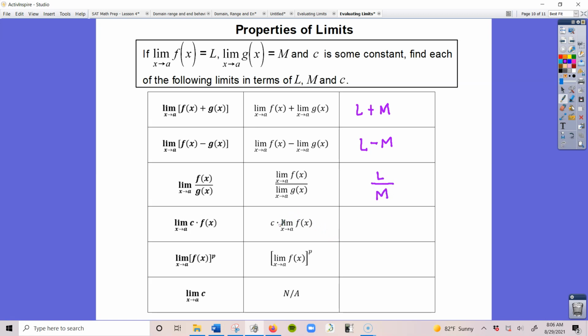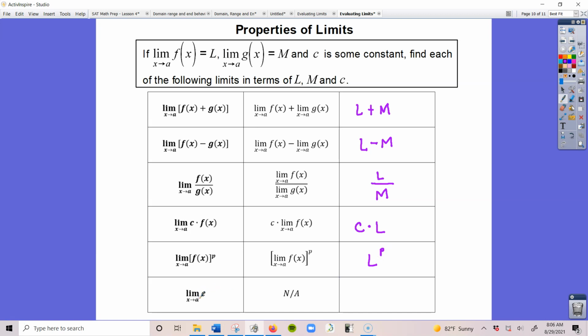Now, if you have a limit, but you have some constant that is being multiplied before the limit, then we can multiply that constant with the answer of that limit, which in this case, this is f of x, so c times L. If you have your limit that is raised to some exponent, then that basically means that the answer of that limit could be raised to that exponent. So the limit as x is approaching a of f of x would be L and then raised to the p.